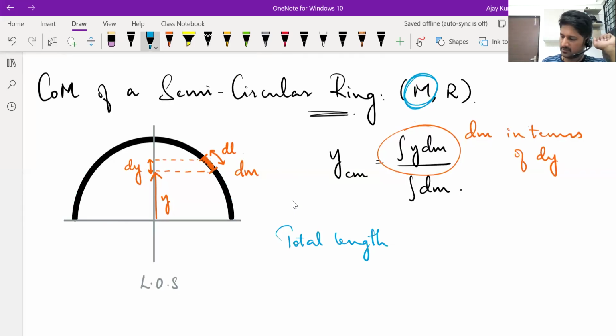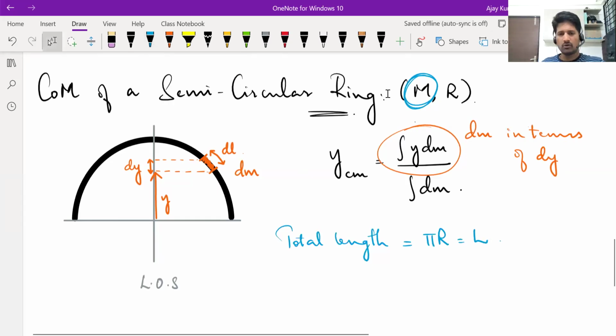Rishi, what is the length of the semicircle? Yeah, sir. Pi r, half of a circle. Total length, pi r, you can call it as L. You know total mass, you know total length. And it's a uniform semicircular ring. I told you this in the beginning itself. The particles are all identical.